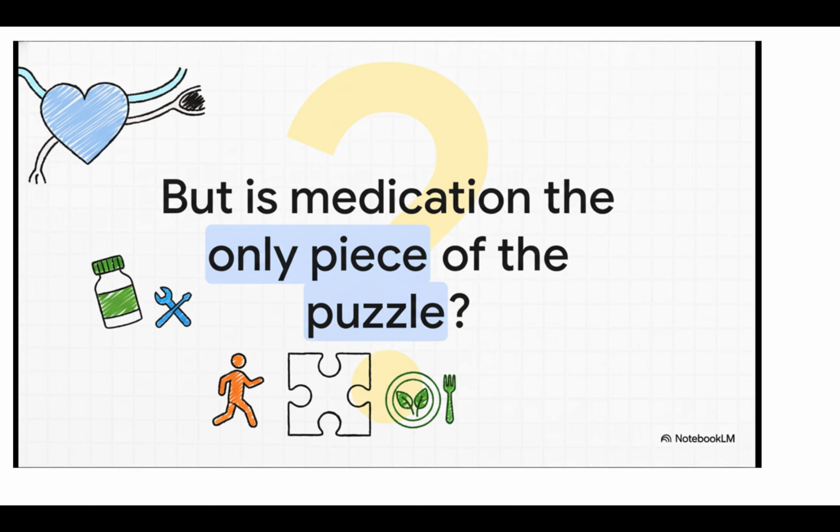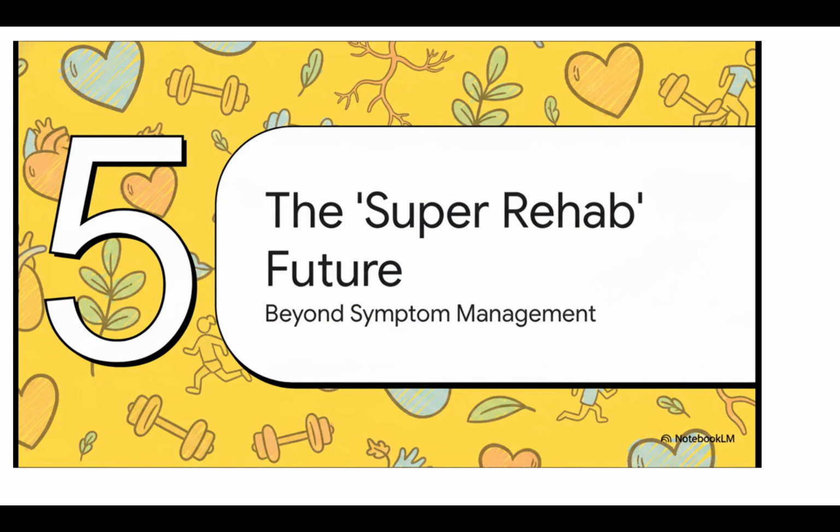So we've got a smarter, more personalized way to choose medications. That's a huge step forward. But is that the end of the story? Or is there maybe an even bigger shift coming? Something that goes way beyond just managing symptoms with a pill? Some researchers are now asking an even more ambitious question. Instead of just treating the symptoms of coronary artery disease, can we actually reverse it?